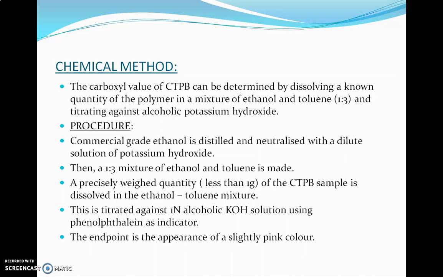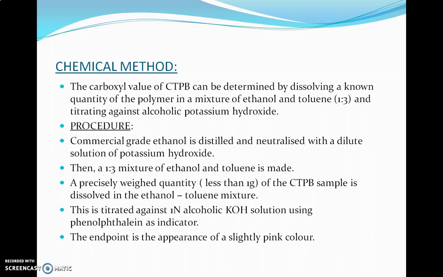First, commercial grade ethanol is distilled and neutralized with a dilute solution of potassium hydroxide. In the second step, a 1:3 mixture of ethanol and toluene is prepared. A precisely weighed quantity of carboxyl terminated polybutadiene sample is dissolved in the ethanol toluene mixture. Usually the weight of the polymer sample will be less than 1 gram.